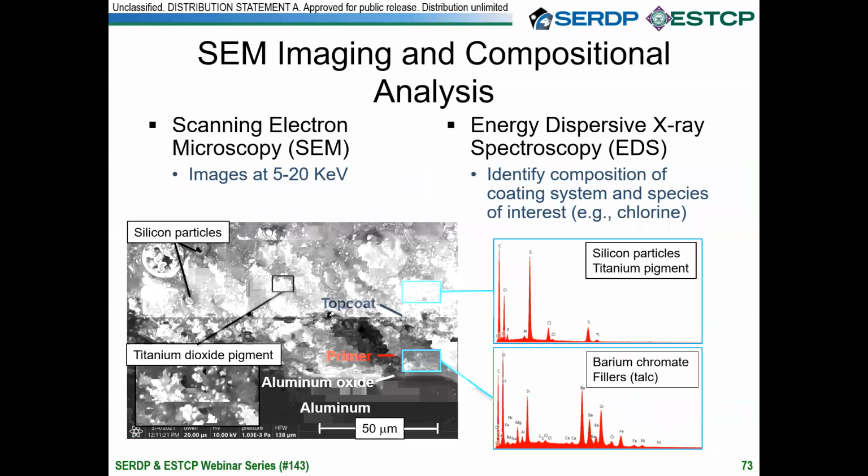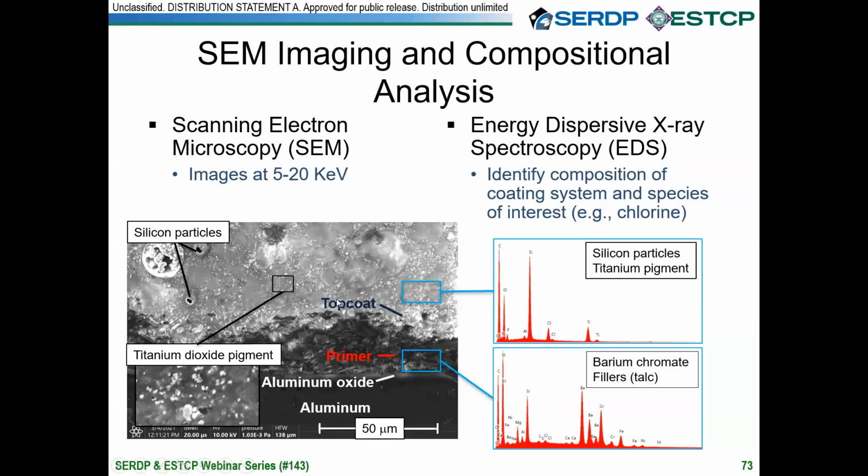We've performed some post-mortem analysis of the coating systems that went through different exposures. I think these were ones that completed like 2,000 hours of exposure. You can see here in the micrograph on the left that we can identify the top coat, the primer, the oxide layer, and then the aluminum substrate, and very clearly from the composition using EDS, we detect the silicon and titanium dioxide. That is the top coat, and in the primer we have the chromate filler, so you can clearly see the chrome peaks in there, so we can differentiate between the two, and then the aluminum oxide.